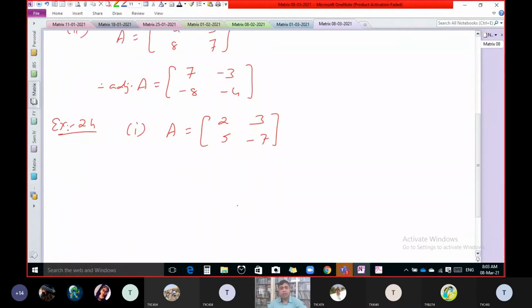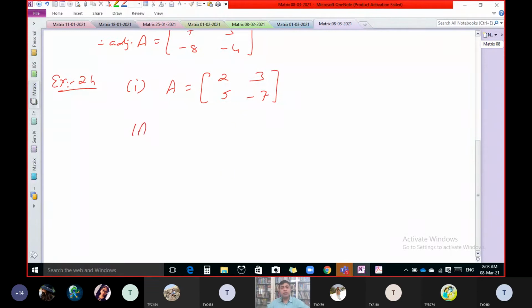So first step, find the determinant. To find the determinant, we have to multiply these two numbers: 2 into minus 7, that means minus 14. Then we multiply these two numbers, that is 15, and between these two numbers we write a minus sign. So this into this is minus 14, then minus sign, and this into this is plus 15. So my ultimate answer is minus 14 minus 15, that means minus 29. So this is the determinant of A.